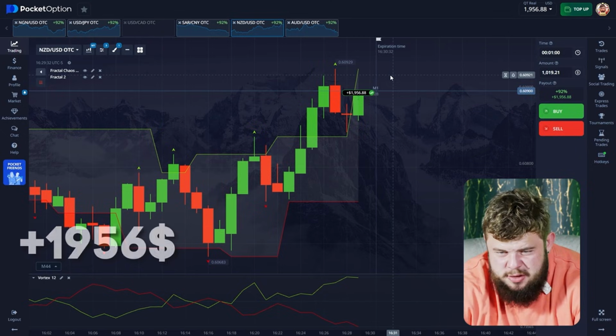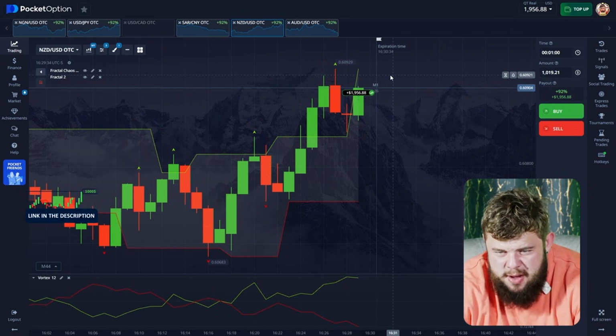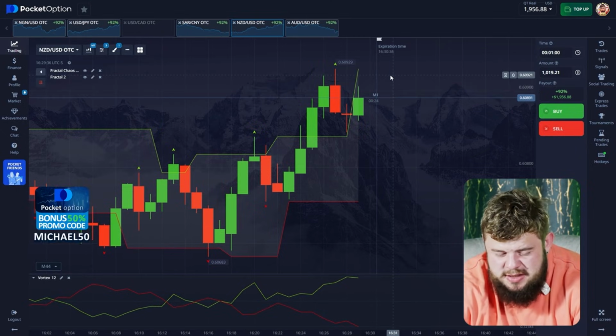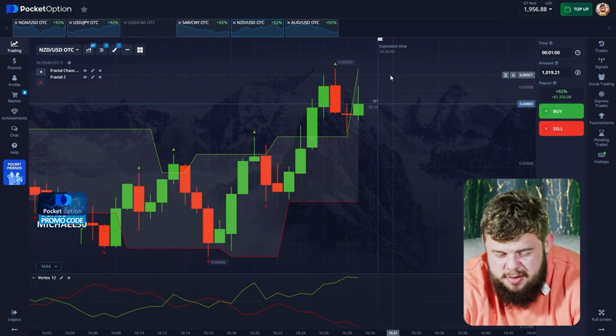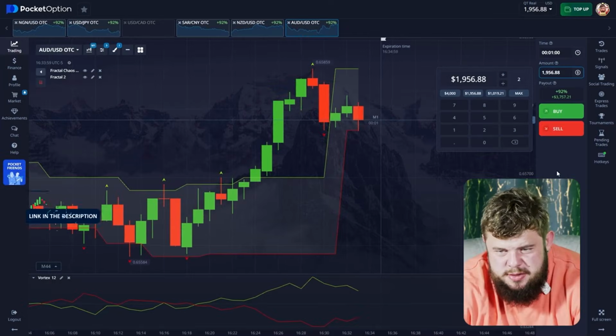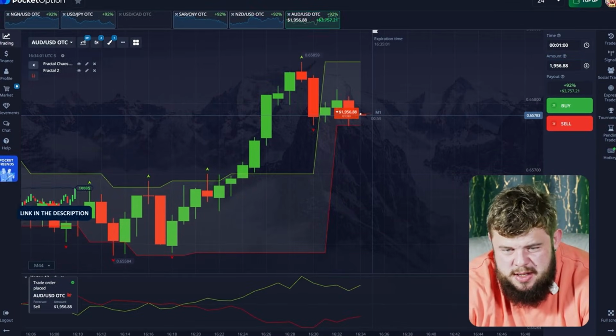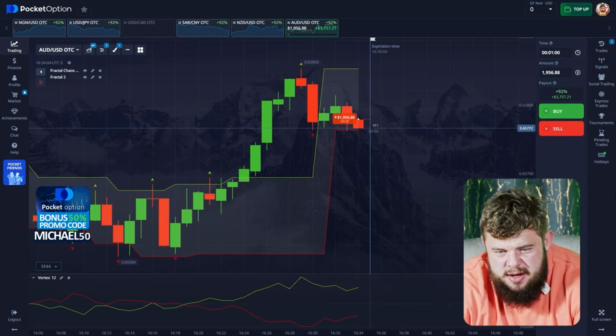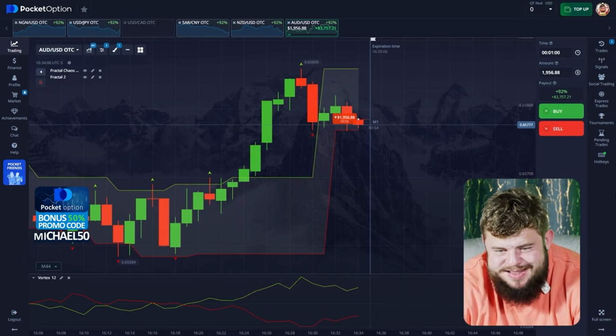So this trade is closed with profit. We have $1,956 on the account. Looks really good. Let's continue, my friends. Let me change our investment to 1,956, and here we have opened a sell position.